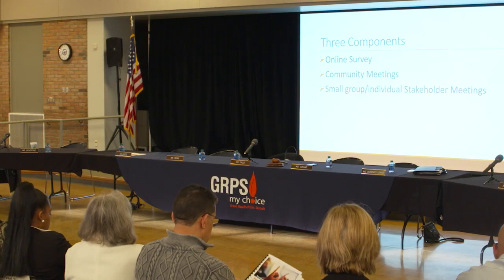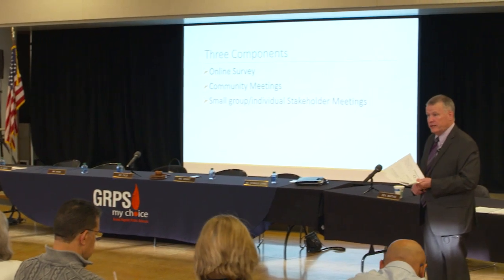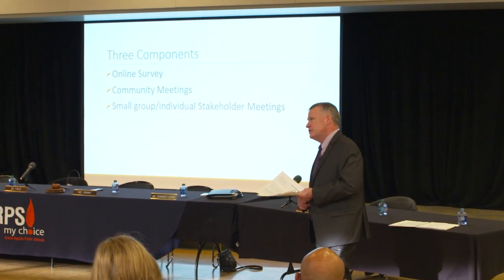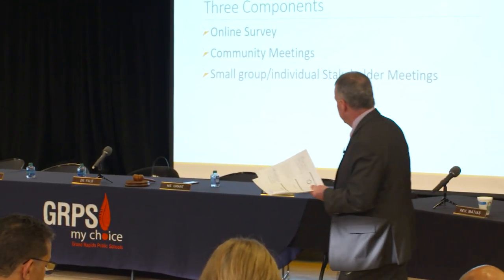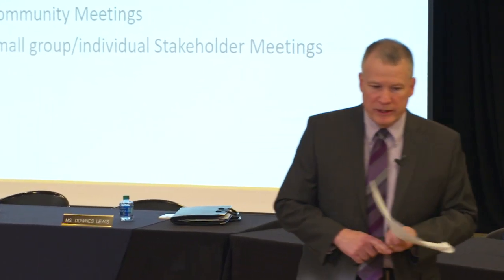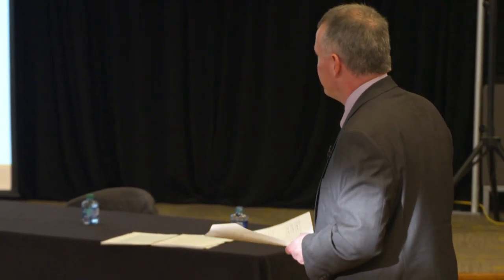There's three components of that report that you have in front of you. One is the online survey. That was one of the approaches that we undertook to try to gather information. It was posted on the Grand Rapids Public Schools website. The other is we did 5 large group community meetings, which we'll get into and share a little bit about. And then the third is the small group individual stakeholder meetings.